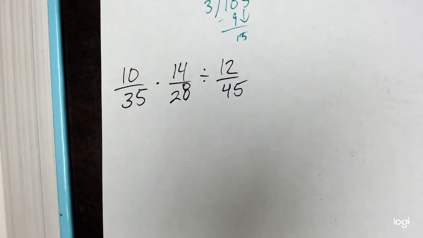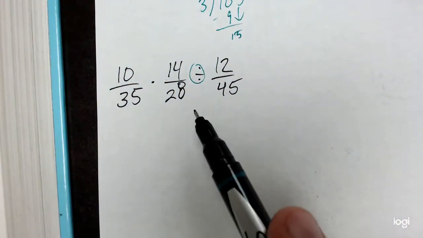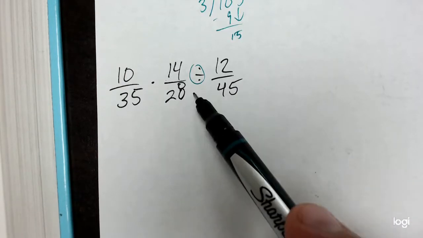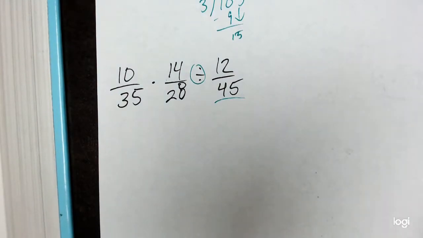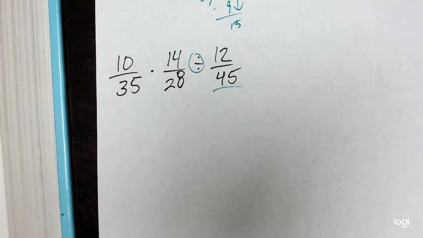The next example is a bit tricky because of this little symbol right here. We have 10/35 times 14 over 28 divided by 12 over 45. That divided by means I need to take this divisor, 12 over 45, and turn it into a reciprocal. So before I even start canceling, I have to rewrite this problem.